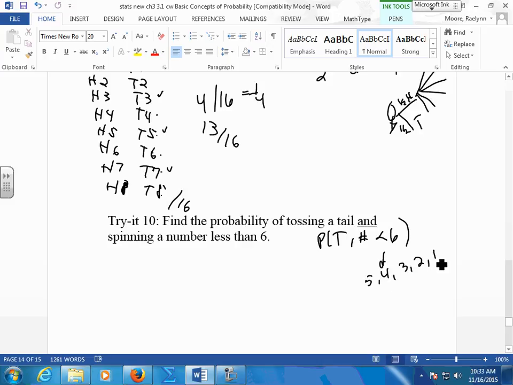Can I count 0? No, because it wasn't on my spinner.